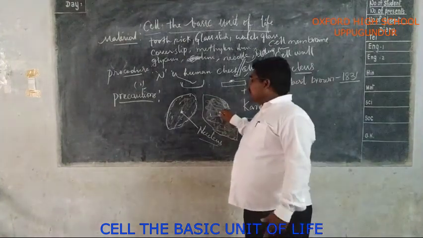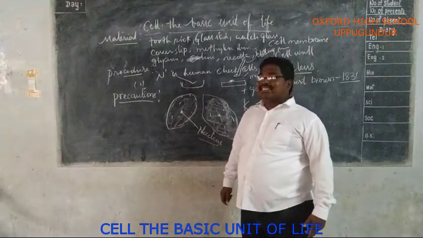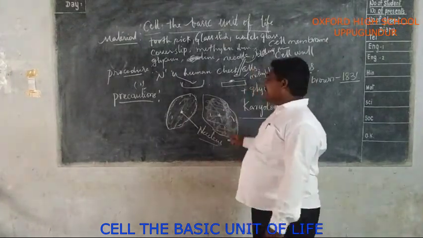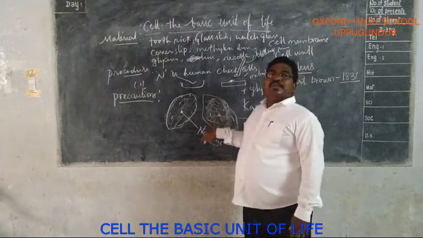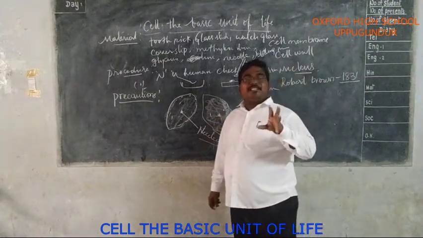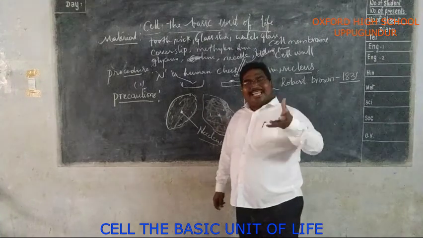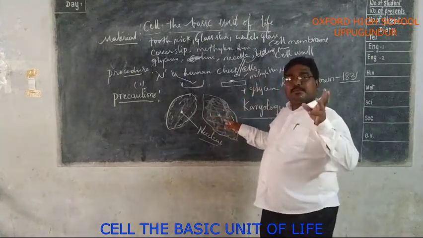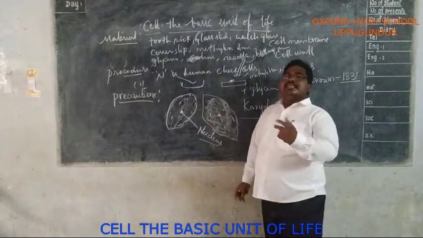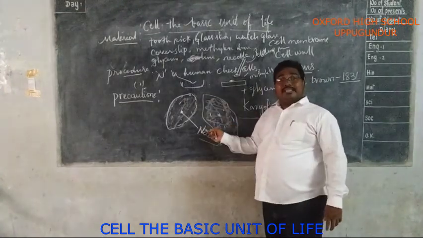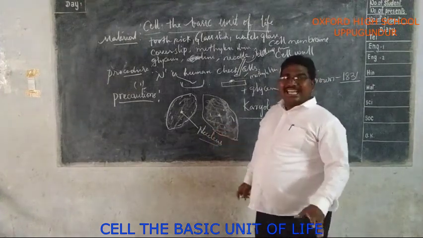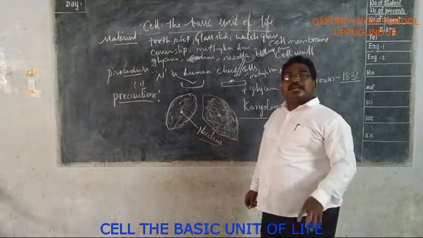So the nucleus is also called the cell's control room. Very important point: the nucleus is also known as the cell's control room. It is the largest and most distinct part of all the cell organelles in the cell. Because of that, it's called the cell's control room.